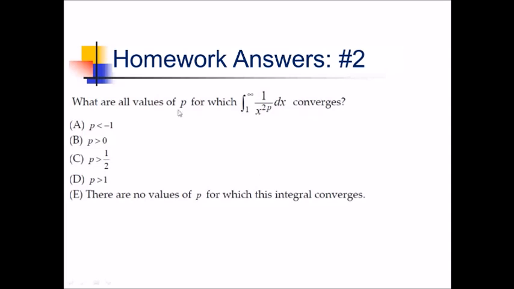For number 7, we want to know all values of p for which the integral from 1 to infinity of 1 over x to the 2p dx converges. Well, if we're talking about converging, we're talking about series. So the easiest way to do this one is to turn it into a series question.